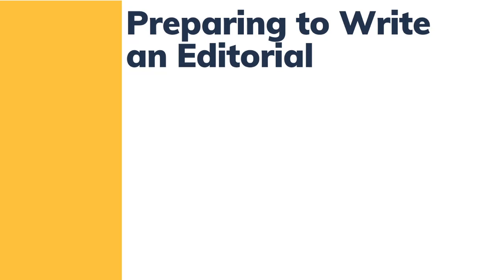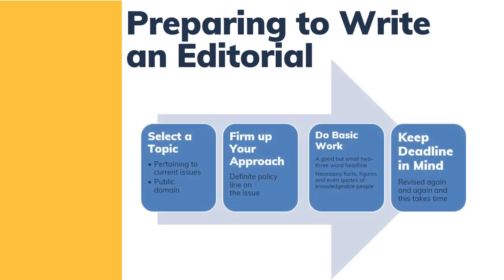Now, before actually writing an editorial, one should go through preparation. This involves first selecting a topic. We should ensure it's related to something that's recent and available in the public domain. Then we should firm up our approach. If you are choosing a public issue, we should know which side we stand on with respect to the problem. Then the basic work like a good headline and the important sources. We can even include quotes of people that will support our policy line. All this should be done keeping the deadline in mind because editorials carry such great importance. They are revised again and again, and this process takes time.